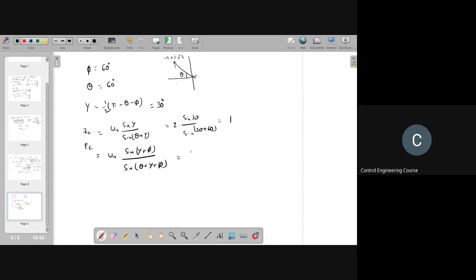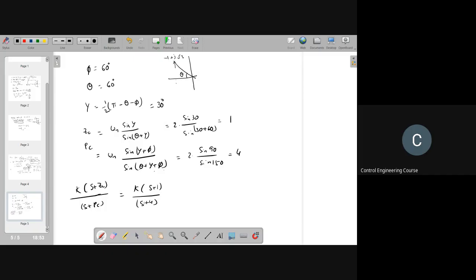So which is equal to 2 into sine 90 by sine 150. Right? This is 60, 60 and 30. So this is equal to 4. So the overall compensator is K into S plus ZC by S plus PC, which is equal to K into S plus 1 by S plus 4.